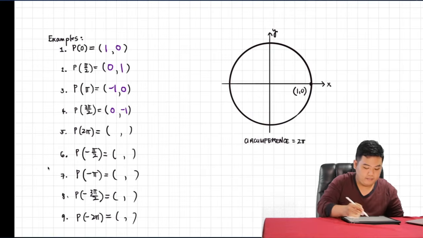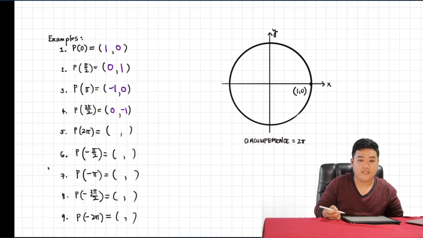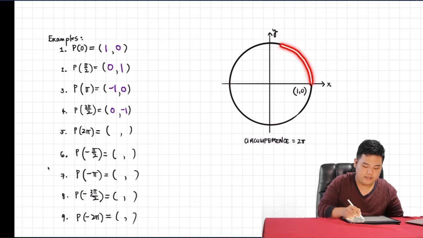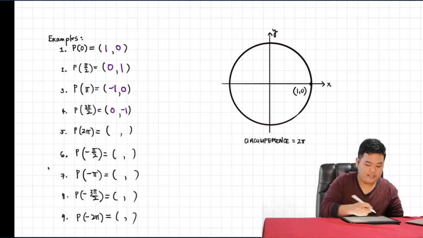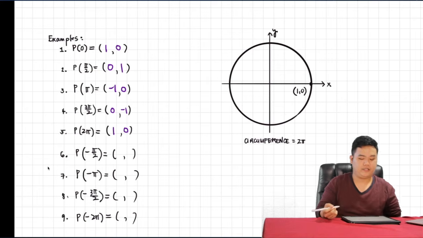Okay, so yung huli sa mga positive na gagawin natin for today is 2 pi. So, 2 pi is equal to the circumference of the unit circle. So, we measure counterclockwise. Tada! So, babalik lang tayo sa (1, 0). Bali, isang ikot siya ng unit circle.